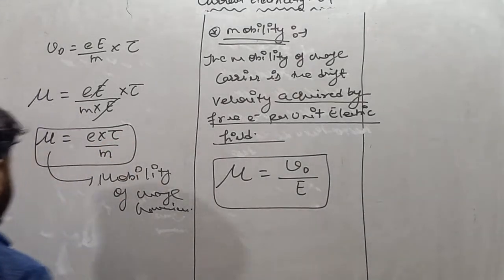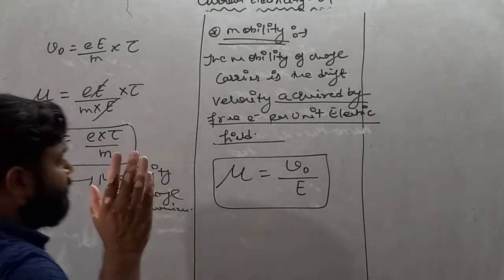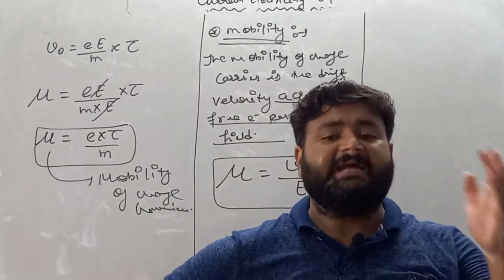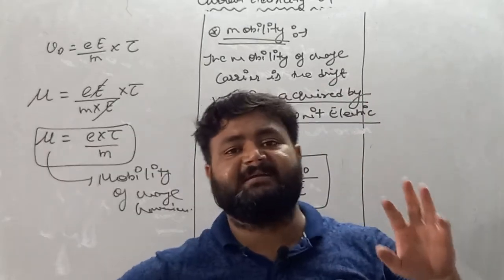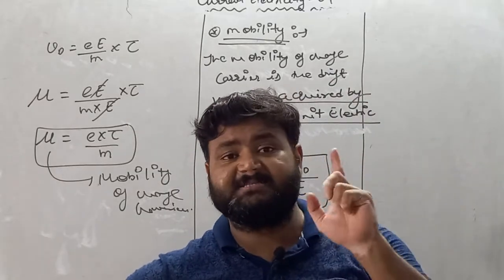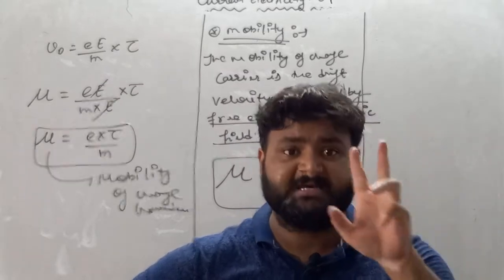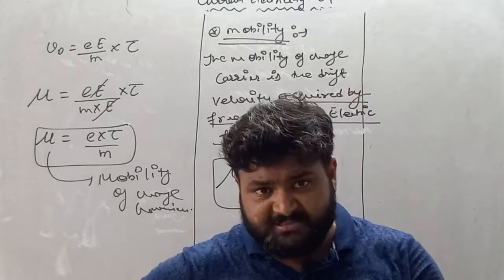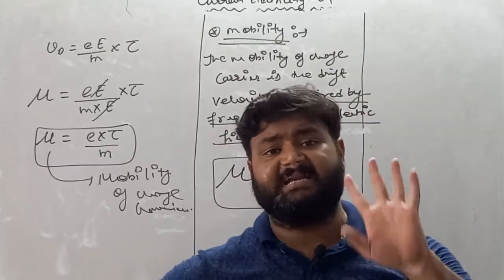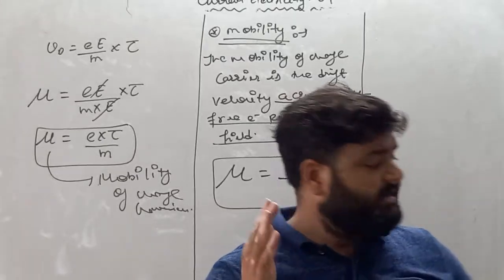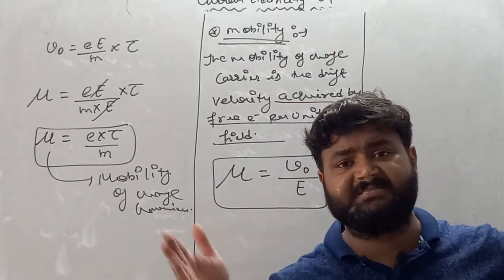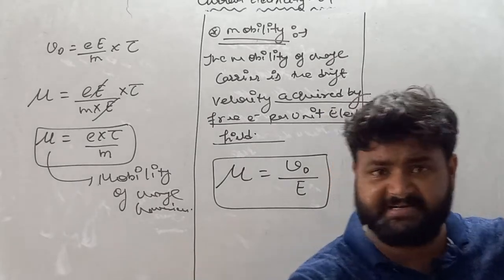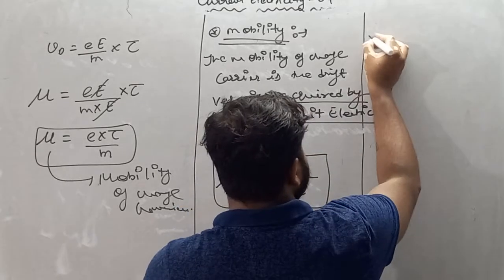Now see, my dear students, mobility is basically for charge, and charge is of two types. One is electron, which means negative charge, and the other is positive charge, which is considered to be holes. Remember, in a semiconductor the current is due to positive charge, that is holes, as well as electrons. We have two different types of charge carrier. One is the hole, which is considered positive charge, and another is the free electron, which is considered negative charge.